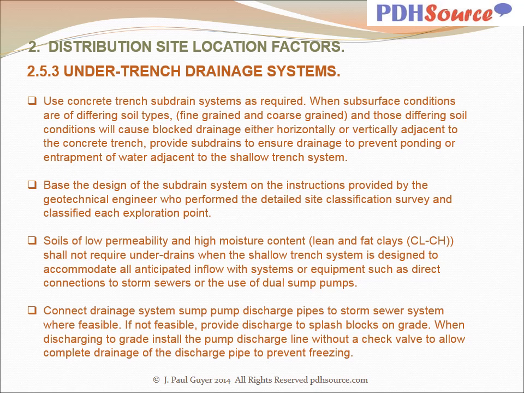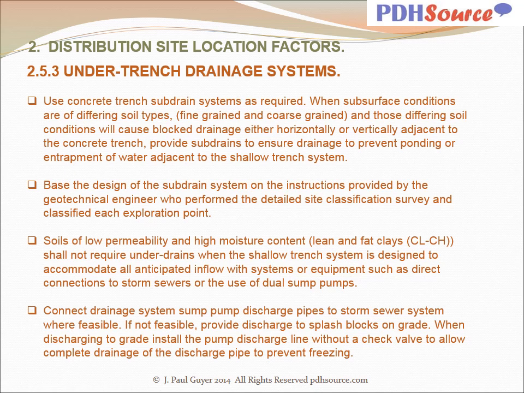Base the design of the subdrain system on the instructions provided by the geotechnical engineer who performed the detailed site classification survey and classified each exploration point. Soils of low permeability and high moisture content shall not require underdrains when the shallow trench system is designed to accommodate all anticipated inflow with systems or equipment, such as direct connections to storm sewers or the use of dual sump pumps. Connect drainage system sump pump discharge pipes to storm sewer system where feasible.